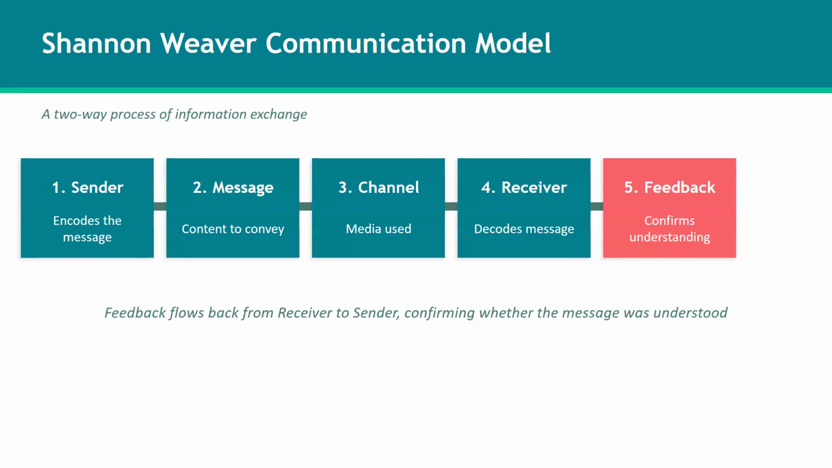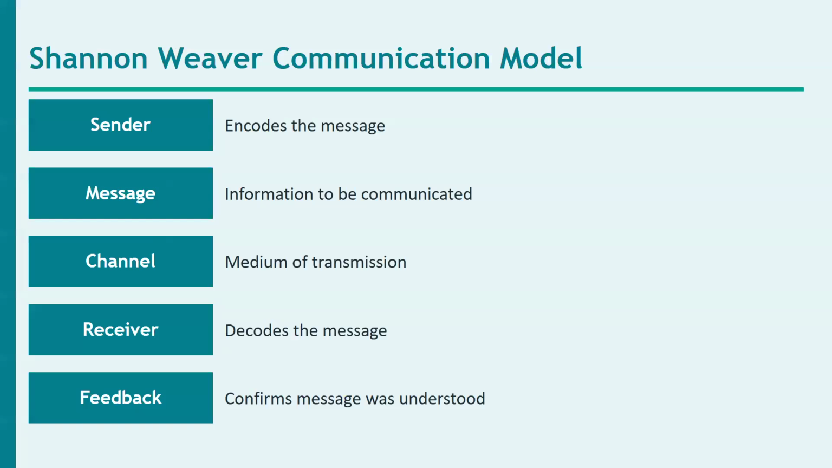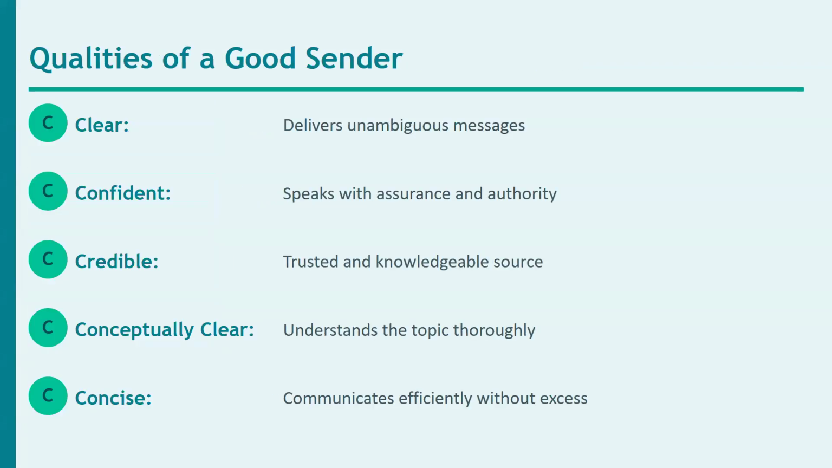Then on the fourth number, we have the receiver who decodes the message, whatever he has received, and then comes the feedback, which is a very crucial stage that confirms the understanding of the receiver. Feedback actually flows back from receiver to sender, confirming whether the message was understood or not. So this is again the repetition of the same thing.